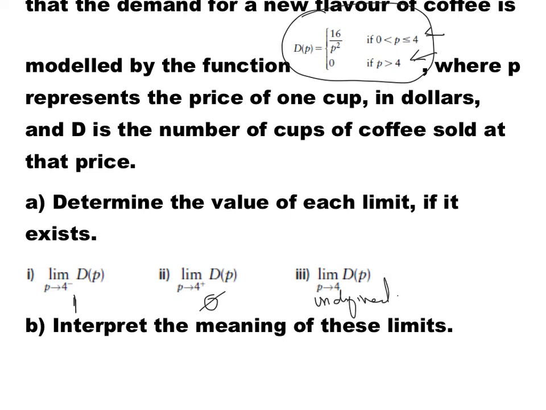Now interpret the meaning of these limits. It means that as long as the price is less than $4, I'm going to sell one coffee. If the price of the coffee goes over $4, then I'm not going to sell any coffee. And the function is discontinuous at p equal to 4.